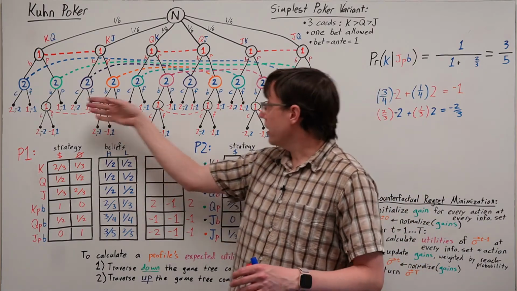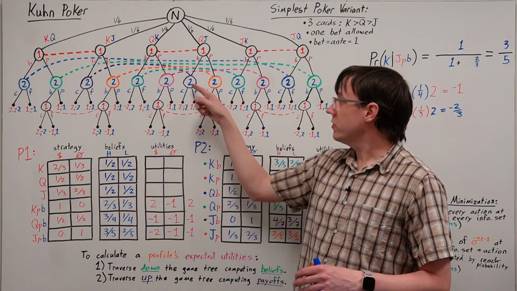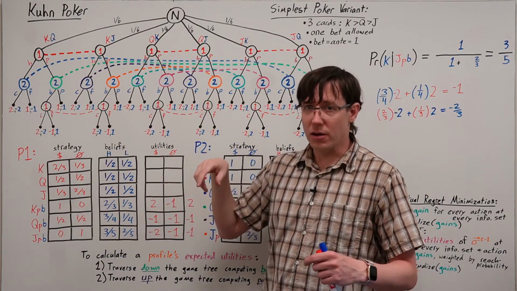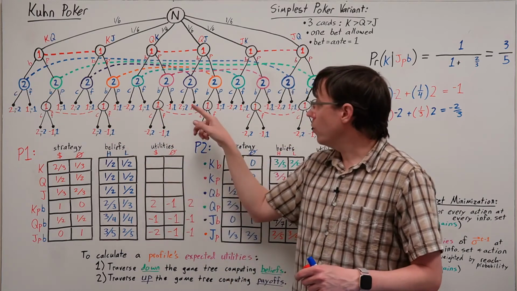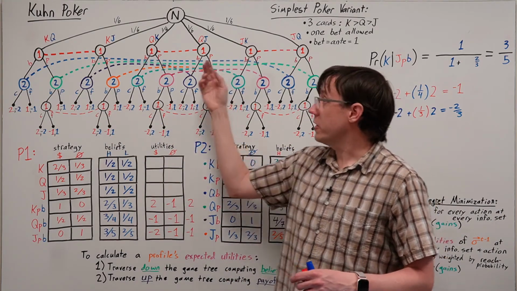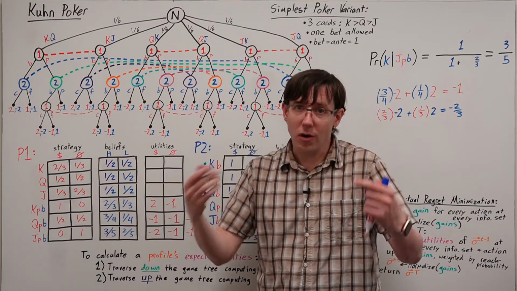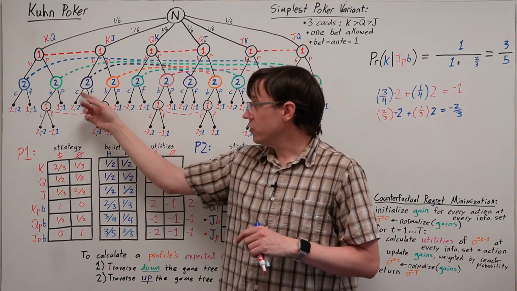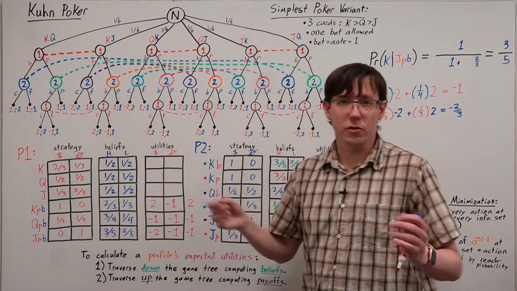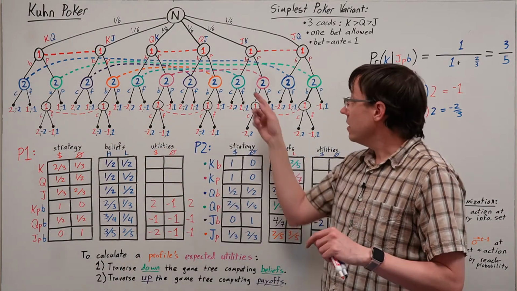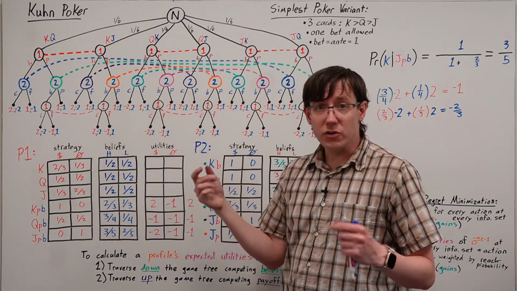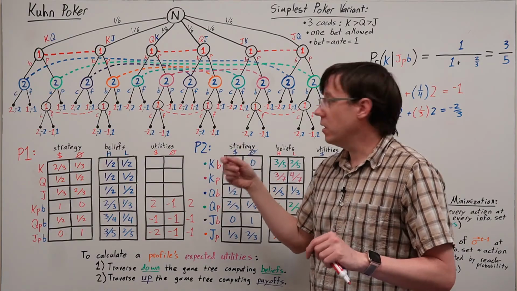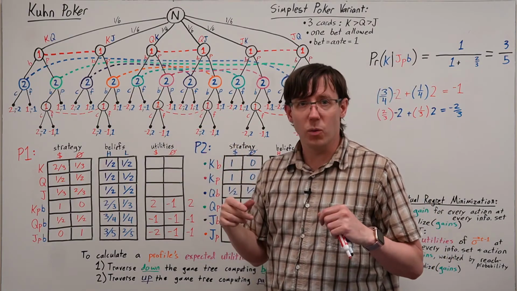At the purple information set, it's still the case that if player 2 folds, they'll get -1. But if they call, they'll get -2 every time, because they're holding a jack, so they will always lose. And so our expected utilities are -2 for call and -1 for fold. At the cyan information set, player 2 is holding a king, so when they call, they always get +2, whereas if they fold, they still get -1.